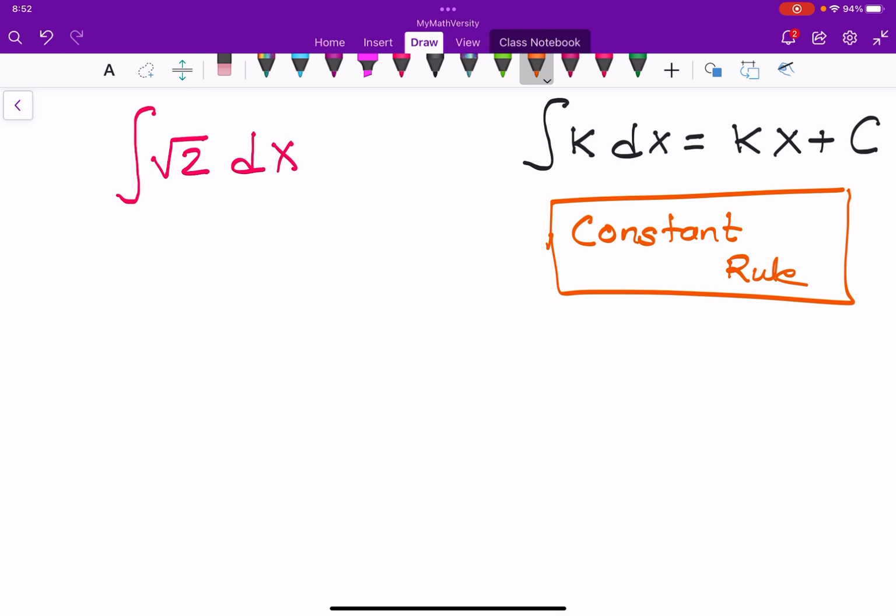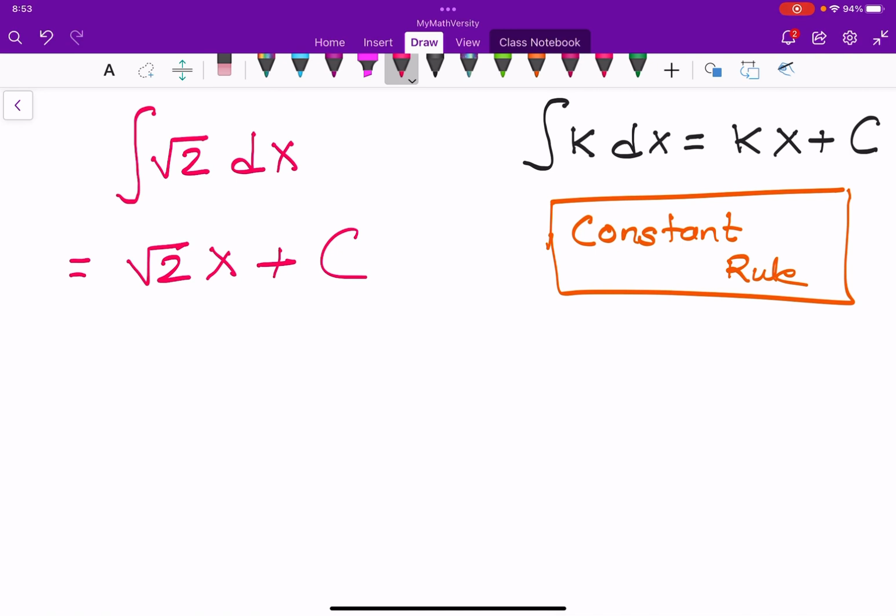By applying this rule, what should be the antiderivative of square root of 2? Square root of 2 is a constant, so you just need to multiply that by x plus c, and that should be the general antiderivative of square root of 2.